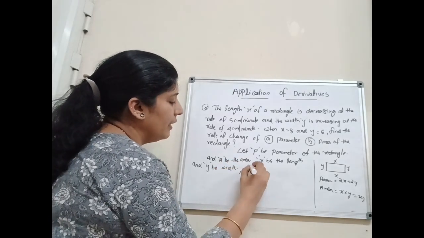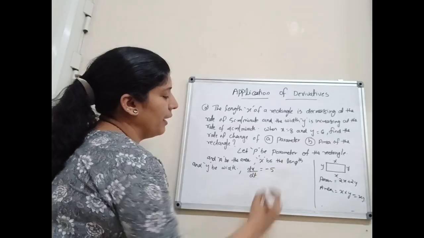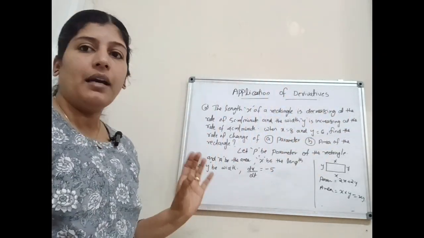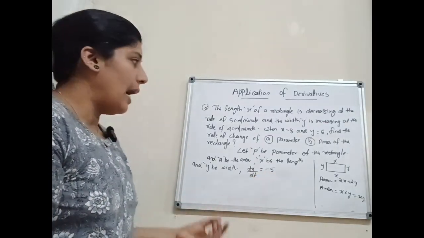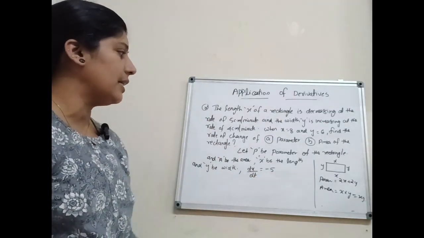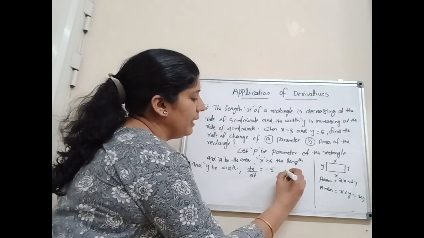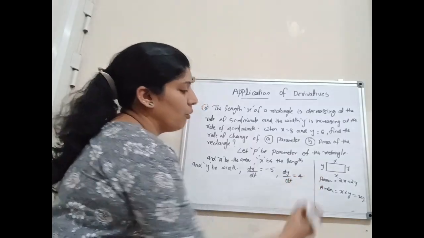Here given dx by dt is equal to what? Minus 5. That is, the length x of a rectangle is decreasing by 5 centimeter per minute. Decreasing means minus 5. And the width of the rectangle is increasing at the rate of 4 centimeter per minute. That is, dy by dt equal to 4.